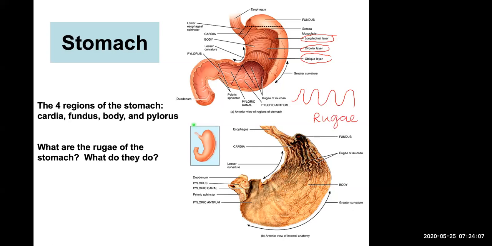And they increase the surface area within the lumen of the stomach. Now, if we look closely at the rugae, look at it microscopically, we'll see that embedded in the rugae are additional microscopic folds. And so those folds kind of look like this. Okay, so these are even smaller folds. And those tiny little folds are called gastric pits.